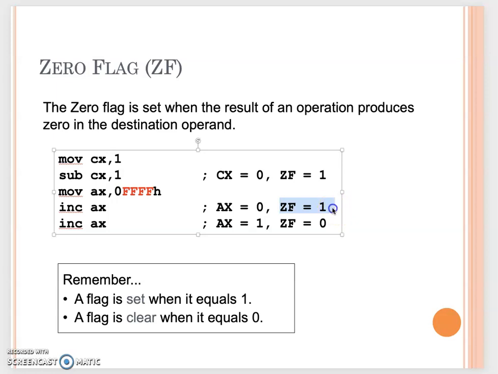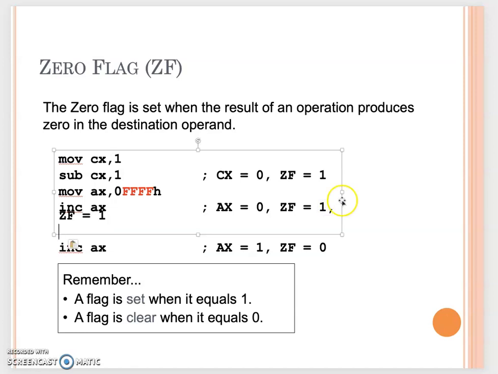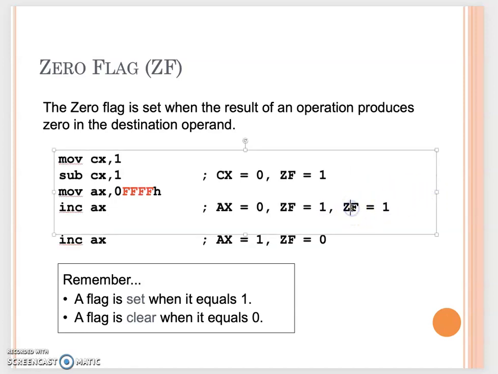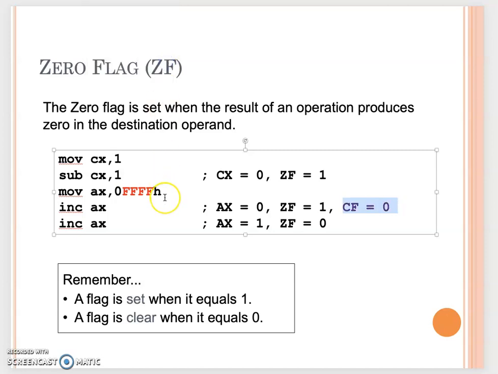So the zero flag is set, and the carry flag, the CF, is clear. Then continue, you have your AX as 0. You increment by 1, AX becomes 1, then the zero flag becomes clear. So that's the zero flag. Remember, increment or decrement doesn't update the carry flag.